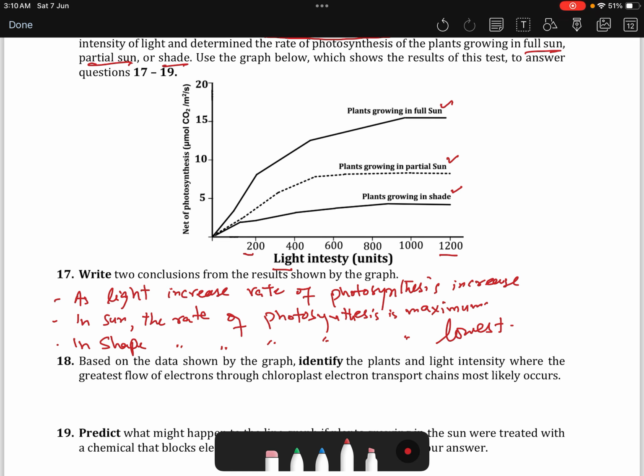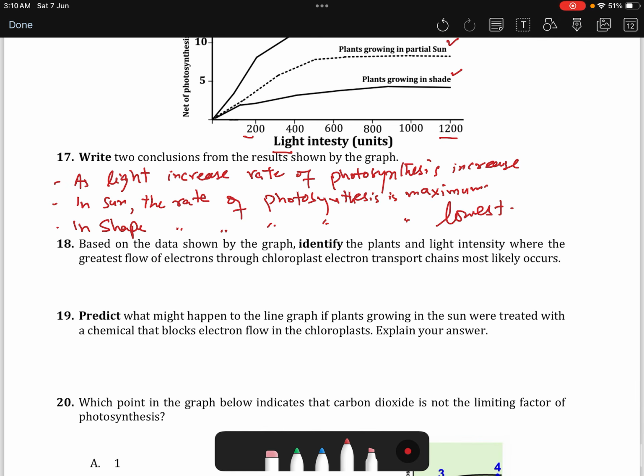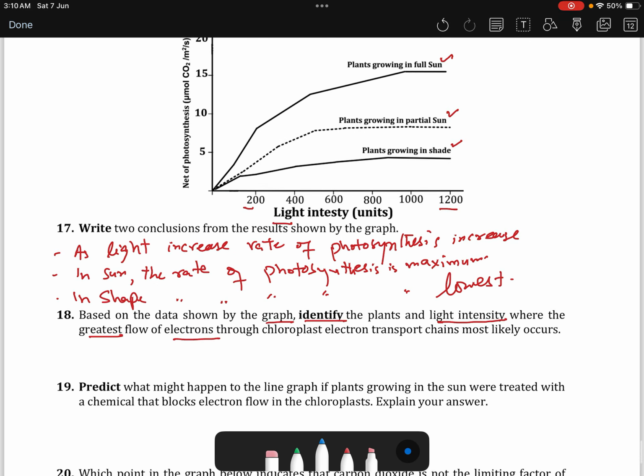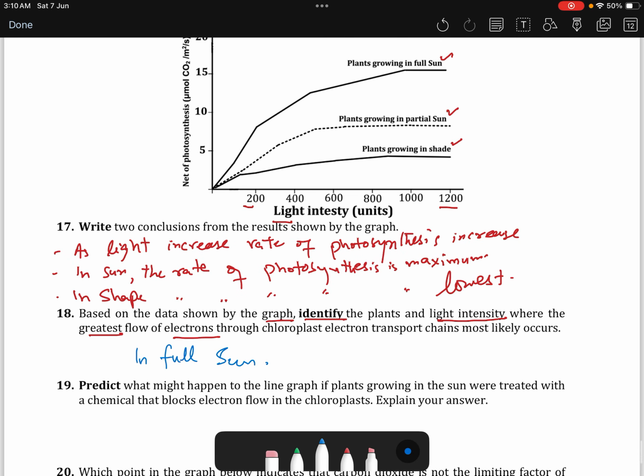Next one. Based on the data shown in the graph, identify the plants and the light intensity where the greatest flow of electrons occurs. Of course, the greatest flow means the fastest rate of photosynthesis, so it is in the sun. Okay, in full sun. That's it. You just say it like this, or you can also say that the greatest is until here, so it's like at 1000 and above, it's the greatest.